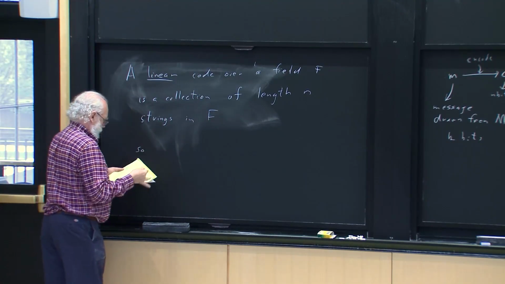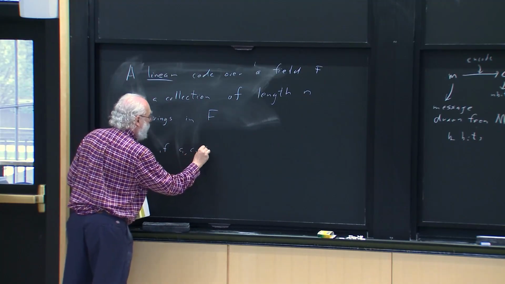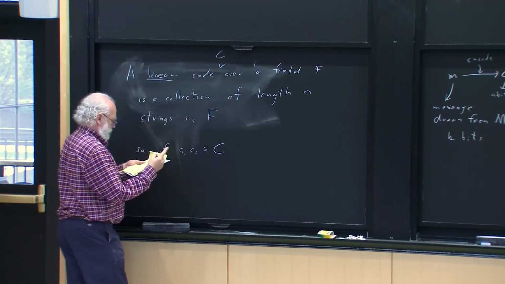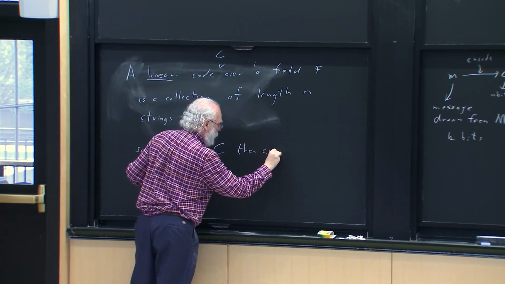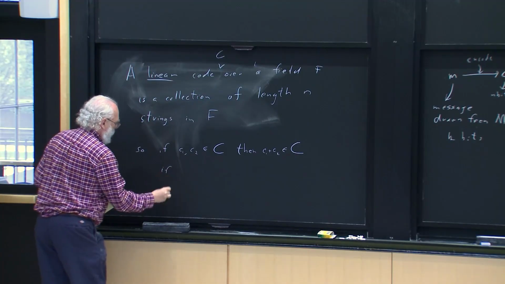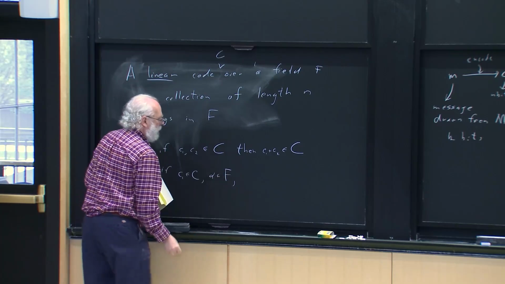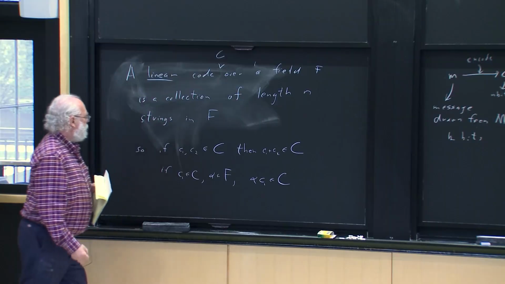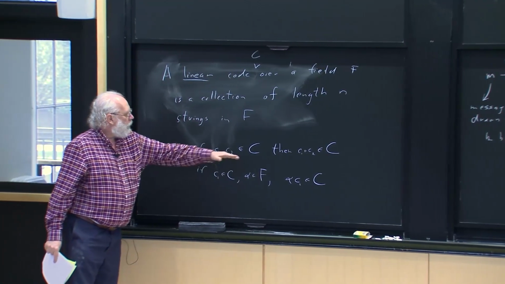So if C1, C2 are in the code, I should probably call this a code C, then C1 plus C2 is in the code. And if C1 is in the code and alpha is in F, alpha times C1 is in the code. So any linear combination of code words is also a code word.